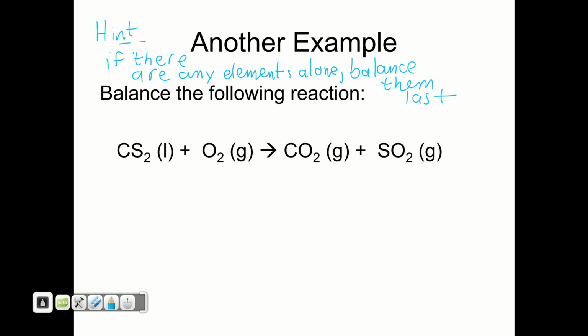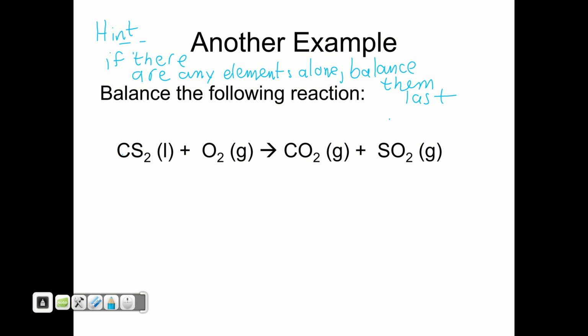Okay? So what that means is I look at all of these chemicals. It's like, oh my gosh, I got to balance carbon, I got to balance sulfur, I got to balance oxygen. We want to balance oxygen last, and that's because when I put a number in front of CS2, I am affecting C and S. When I'm putting a number in front of CO2 and SO2, I'm affecting 2 atoms, not just 1. If I put a number in front of oxygen, I'm only changing the number of oxygens. So I'm going to do that one last.